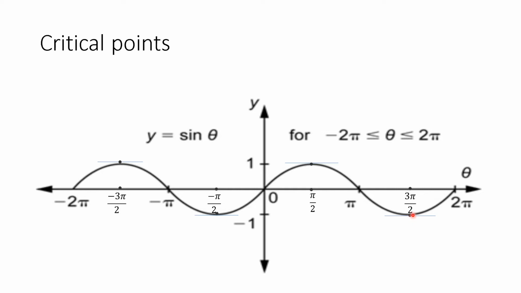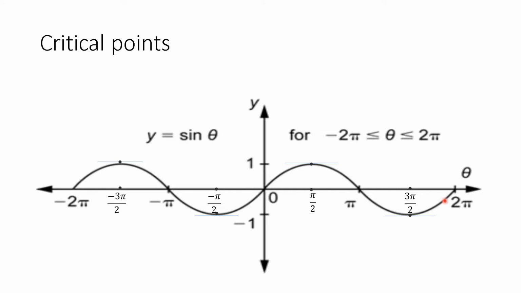And again see here, in the interval minus 2 pi to 2 pi, from 3 pi by 2 to 2 pi, again the function is monotonically increasing. If you take any point between 3 pi by 2 and 2 pi, except 3 pi by 2 and 2 pi, you will get the positive slope. Positive slope means f dash of x is greater than 0. f dash of x is greater than 0 means the function is monotonically increasing.